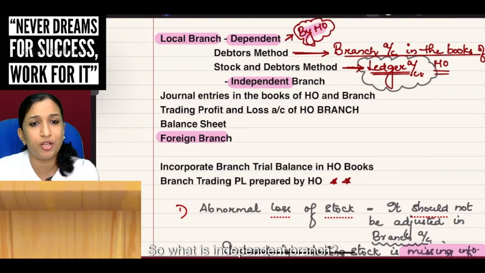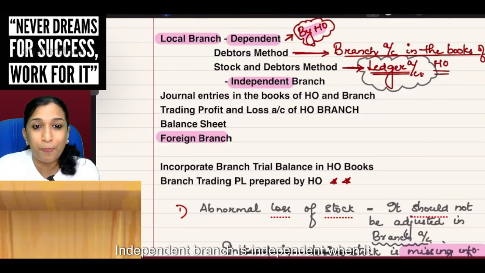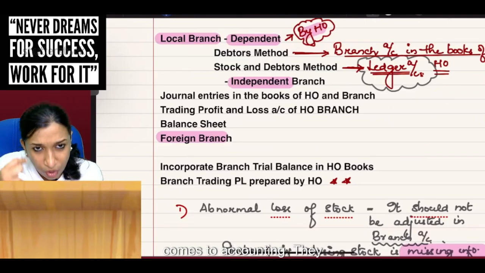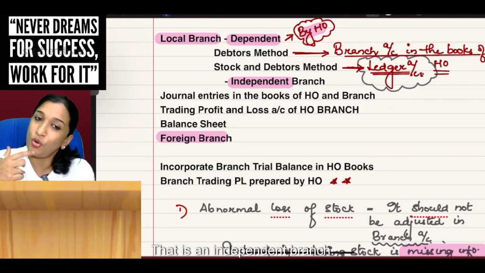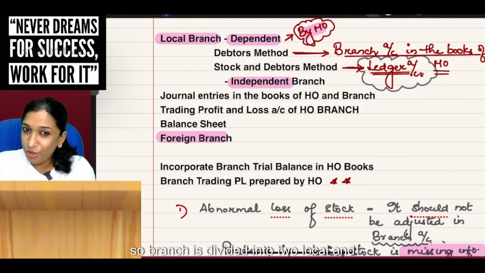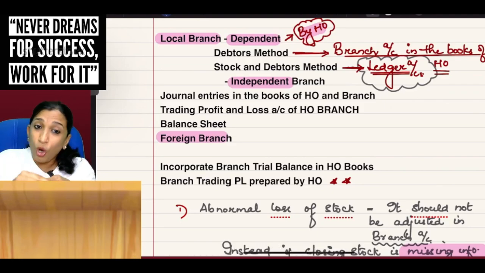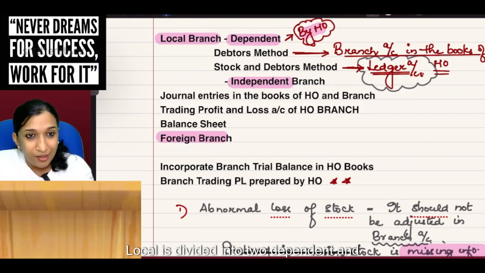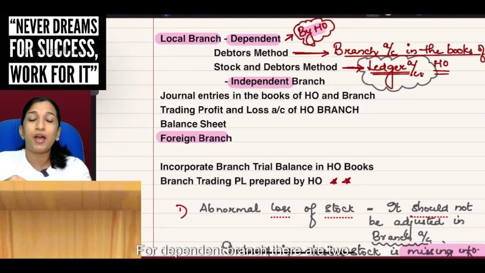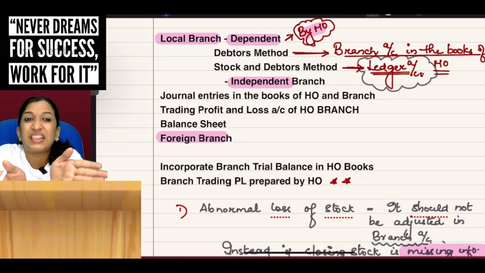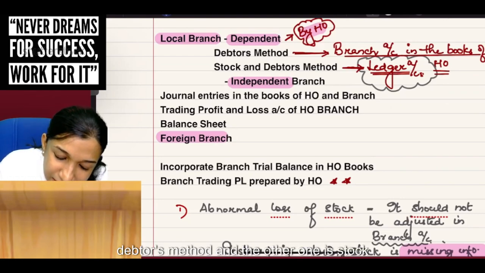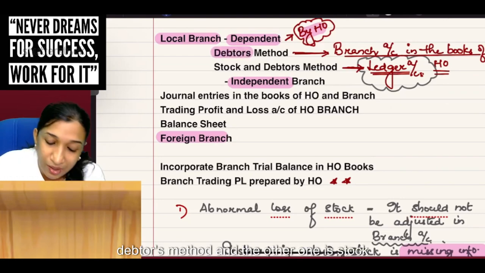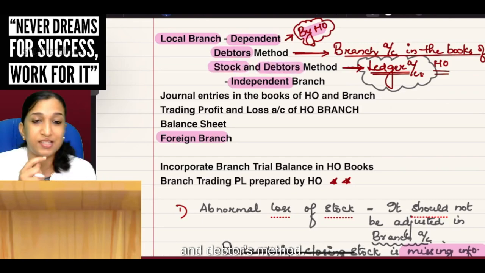So what is an independent branch? An independent branch is independent when it comes to accounting. They keep their own books of accounts. That is an independent branch. So branches are divided into two: local and foreign. Local is divided into two: dependent and independent. For a dependent branch, there are two methods of accounting: one is the debtors method and the other is the stock and debtors method.